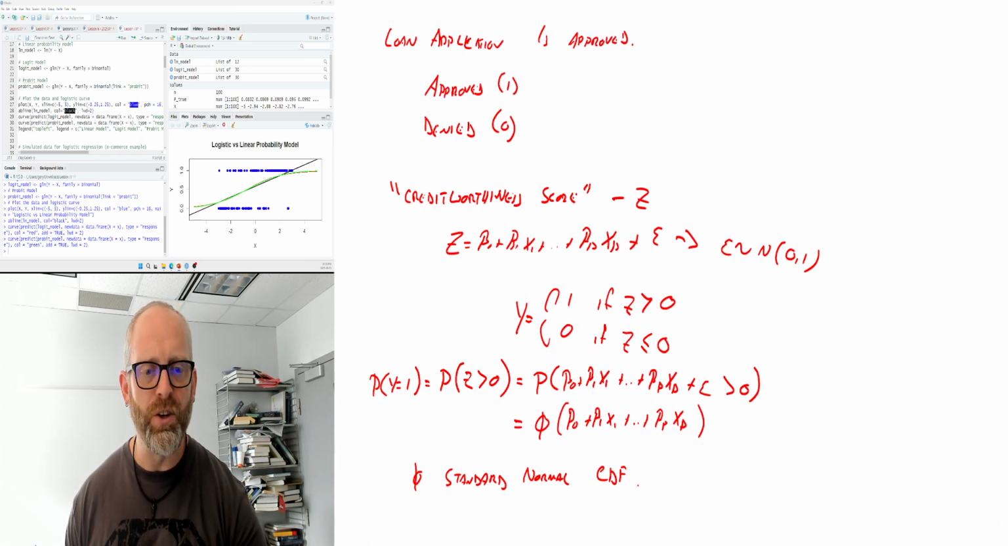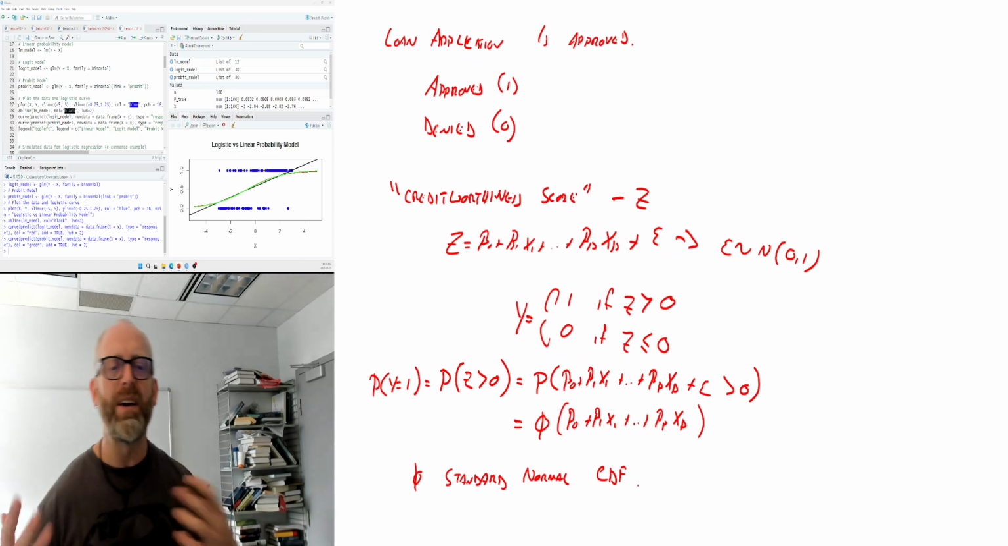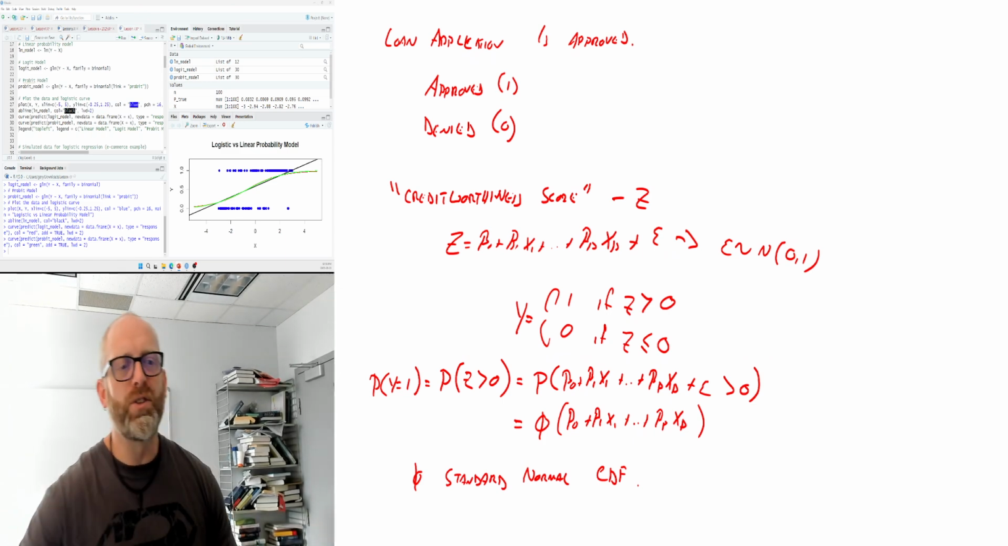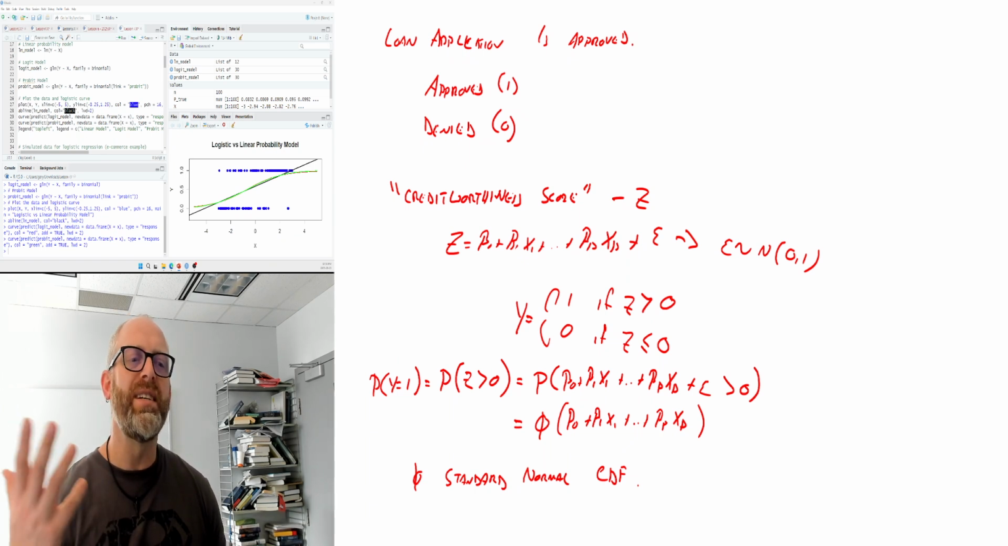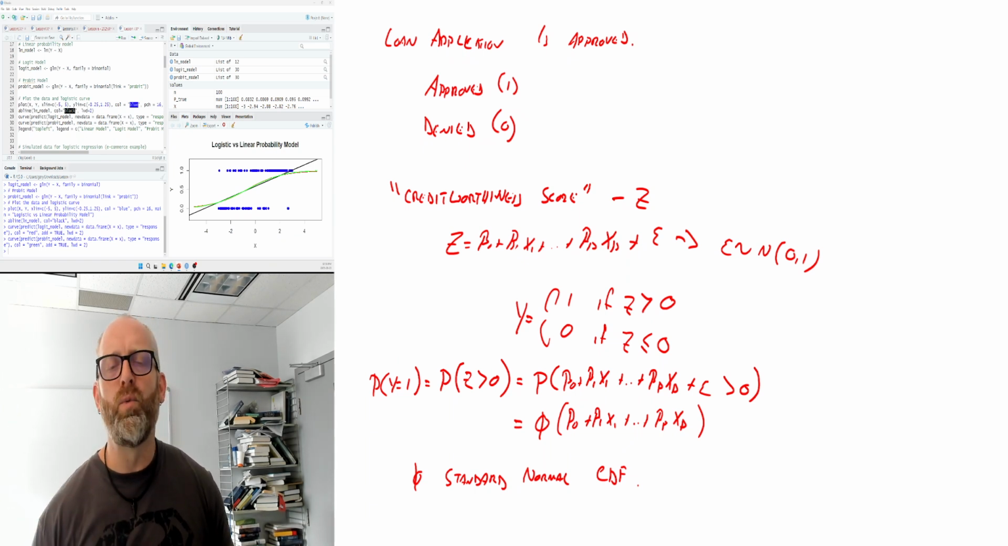All right, so that's the first bit. The underlying latent variable is normally distributed in this case. If we're talking about loan applications being approved or denied, this is, say, that credit worthiness score. Okay. The normal CDF is S-shaped and has similar behavior to the logistic function.